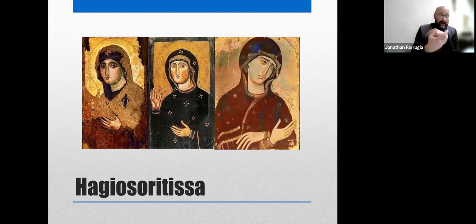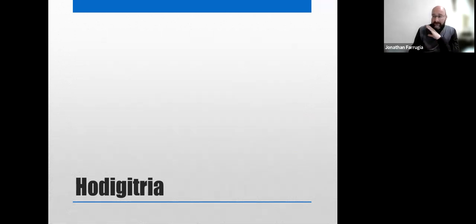Now, another very popular, by far the most popular image of Mary is the Hodigitria. Now, Itria is from Iter. Iter is a road, okay? And Hodos is also a road. So the Hodigitria is Mary who shows the way, Mary who indicates the way.